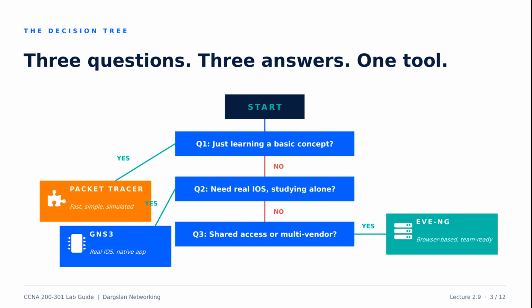So how do you actually pick the right vehicle? It comes down to 3 quick questions. First, are you just learning a basic concept? If yes, Packet Tracer wins, fast and simple. If not, ask, do you need real IOS and you're studying solo? That's GNS3. Still no? Then you probably need shared access or multi-vendor support, and that's exactly where EVE-NG shines. 3 questions, and you're done.